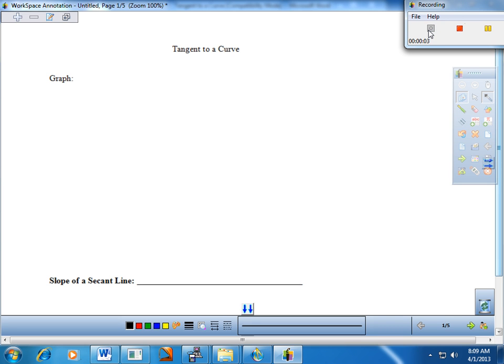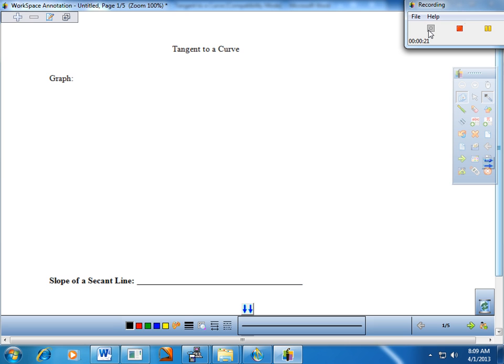Welcome. Today's notes worksheet is entitled Tangent to a Curve. This lesson represents a transition for us in our little unit on calculus. We will be utilizing the concept of limits as we develop some pretty powerful ideas on how a function changes. So we'll actually be talking a lot about slope today.